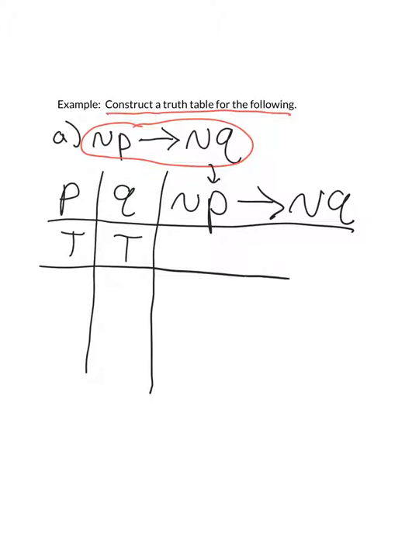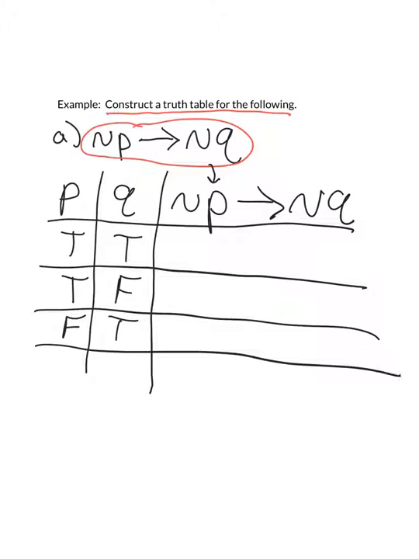True, true. So both ideas could come true. True, false is the second row. False, true is the third row. And false, false is the final row. Now we're going to do the work under the last column. We do the arrow in the middle last, as long as there are no parentheses, and there aren't any yet. So going left to right, the first thing I see is to negate P.